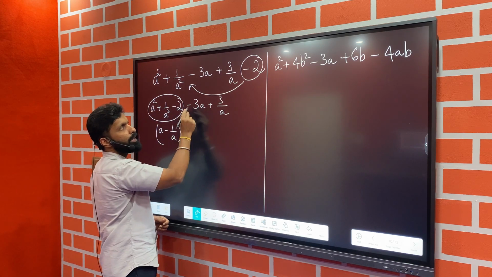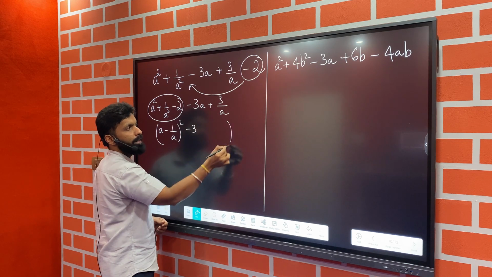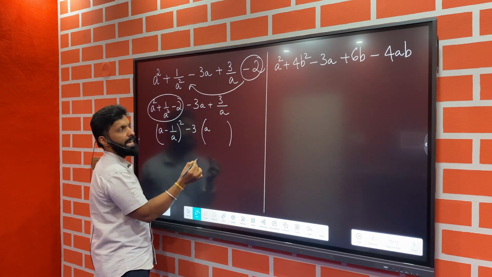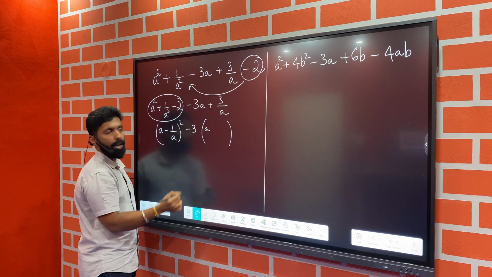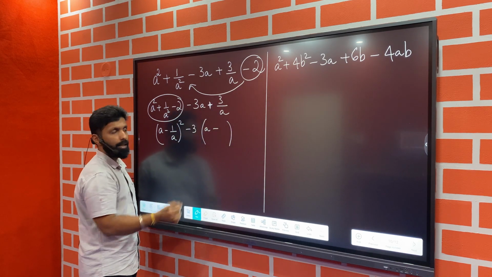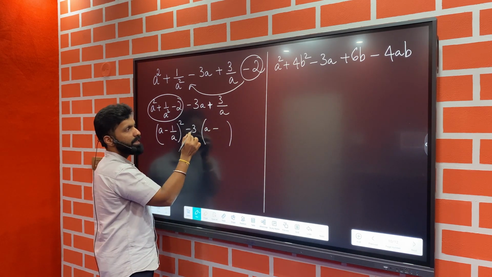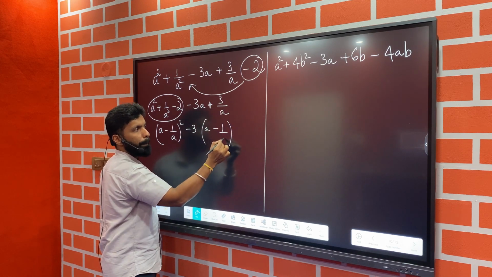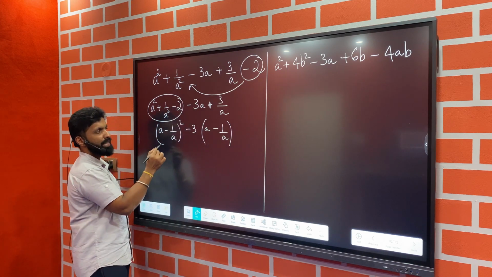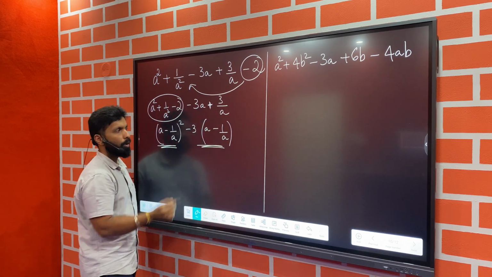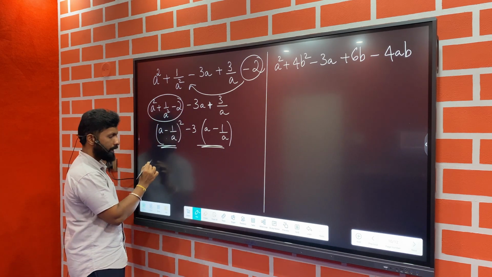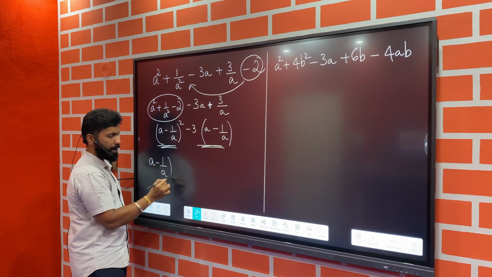Similarly, what's common here? I remove minus 3 common. Carefully, please look and understand. I write a here. Minus 3 into a is minus 3a. Minus into minus is plus. Right? So minus into minus is plus. 3 into 1 is 3 by a as it is. Now can you see the first term and the second term? What's common? A minus 1 by a, minus 1 by a. So obviously a minus 1 by a is common.